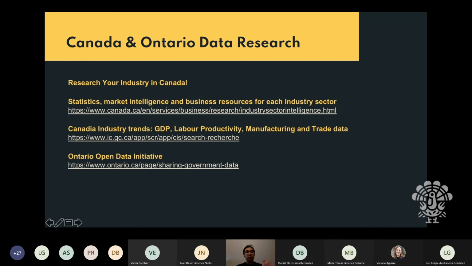And then more specific to the province of Ontario, they are also trying to share government data. It's okay quality, depending on what your needs are. If you're looking more Canada-wide, I think the Canada ones are just fine. But if you are focusing on Ontario, that data is perhaps another way to go as well.